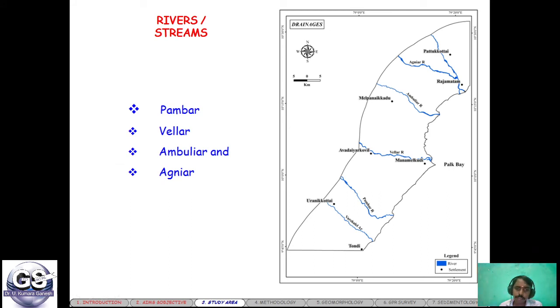The study area falls in the semi-arid region and doesn't have any major ephemeral streams or major river. The notable drainage streams are Pambar, Vella, Ambuliyar and Vaigai, which flow east into the Palk Bay region.